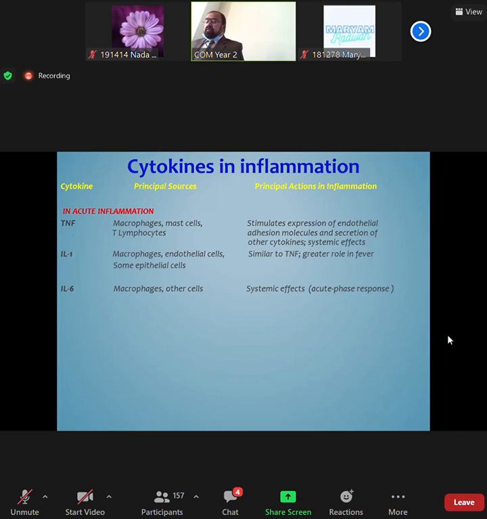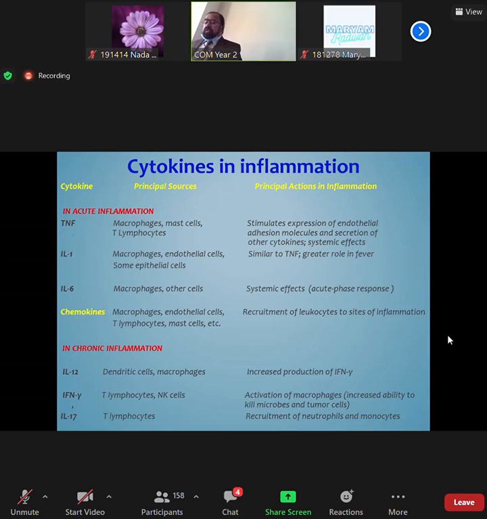Interleukin 6 is secreted by macrophages and other cells. It has a systemic effect which causes the acute phase response, and we will be looking at that on another slide. Chemokines are secreted by macrophages, endothelial cells, T cells, and mast cells. They recruit leukocytes to the site of inflammation. And now you know which cells secrete which chemokines, right?